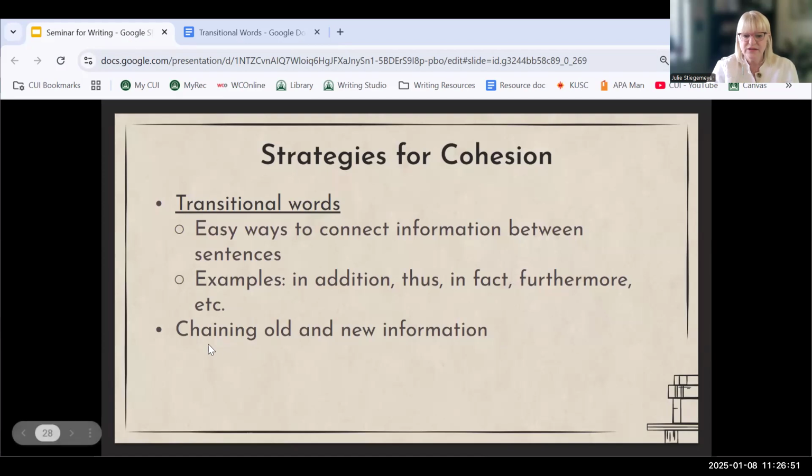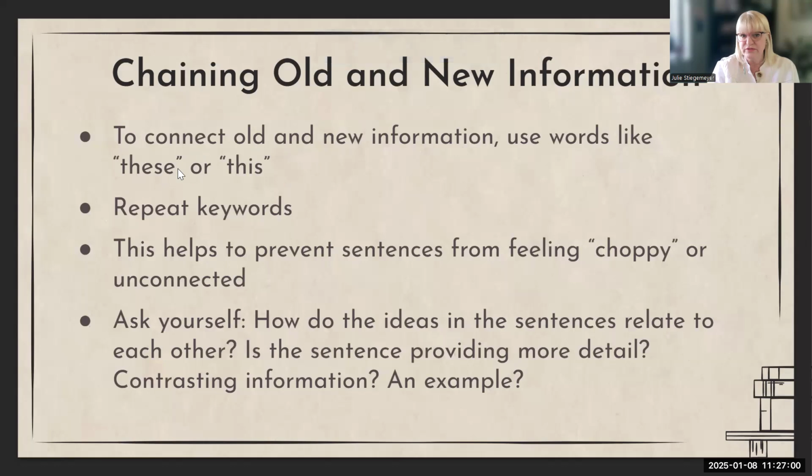And then also we can chain or link old and new information. And I want to show you how that looks. Often we can do very little, just really easy touches to create this kind of cohesion. We can use words like these or this. We can repeat keywords. And what this helps prevent is where each sentence is kind of standing on its own. It's like solo. It doesn't really show how the ideas connect. So I often will hear from students, this paragraph feels really choppy. And often this strategy can help in that case.